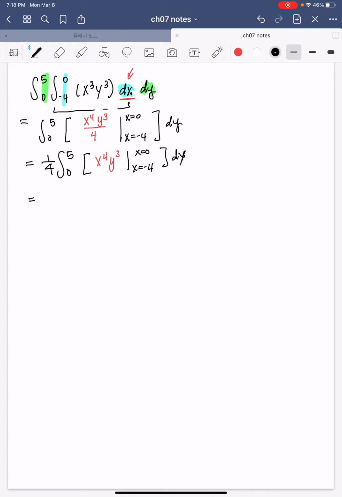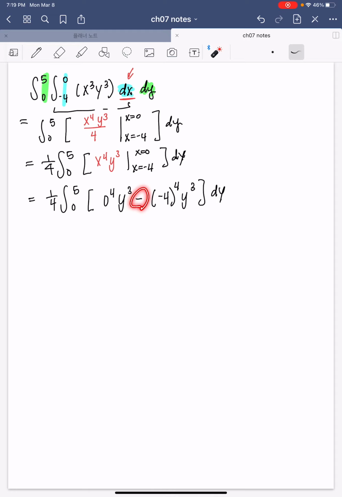My apologies. So 1 over 4, 0 to 5. So here I'm going to plug in my x, so 0 to the 4th y cubed minus negative 4 to the fourth power y cubed dy. And that's good. I see that negative here. It's not going to make a positive, so I'm going to get negative 10,000. So that's a good sign.